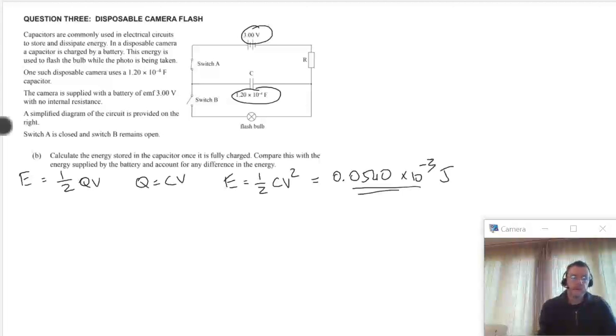Right, so that's the first part. Calculate the energy stored in the capacitor once it is fully charged. It's fully charged once it has all of the voltage in the circuit and the current has stopped flowing. Compare this with the energy supplied by the battery and account for any difference.